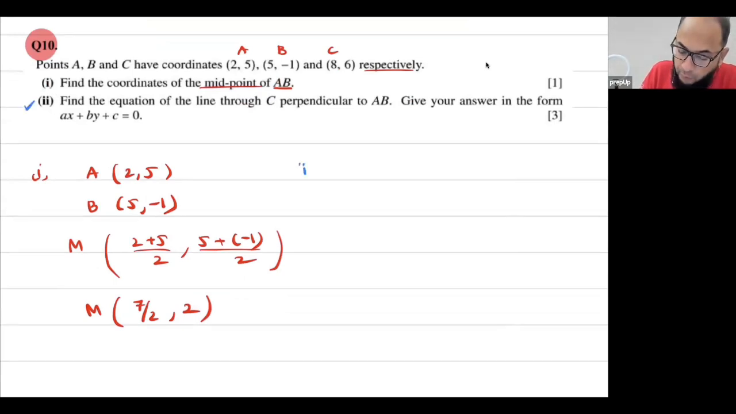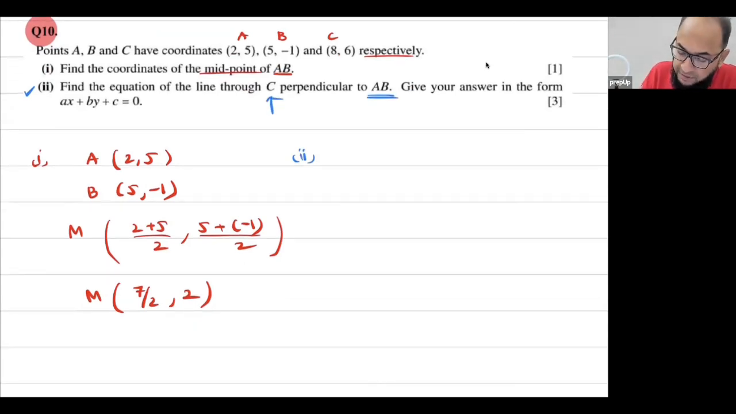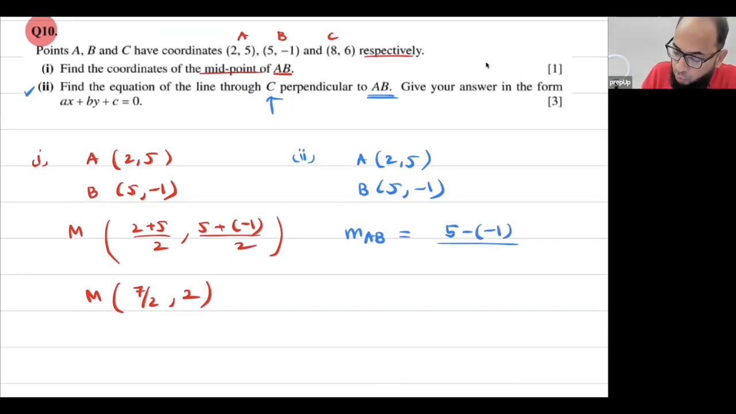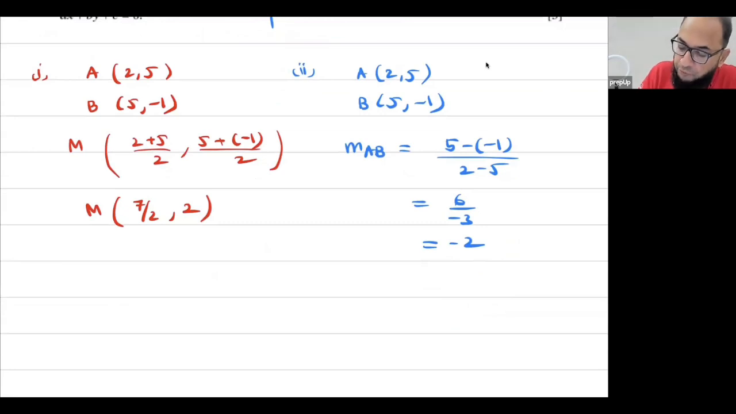find the equation of the line through C perpendicular to AB. So let me write A again, (2, 5). Let me write B, (5, negative 1). Gradient of AB, that is (5 minus negative 1) over (2 minus 5). That is 6 over negative 3, which comes out to be negative 2. We are interested in the equation of a line through C perpendicular to AB. So therefore, gradient of perpendicular should be positive half. Remember the word negative reciprocal.